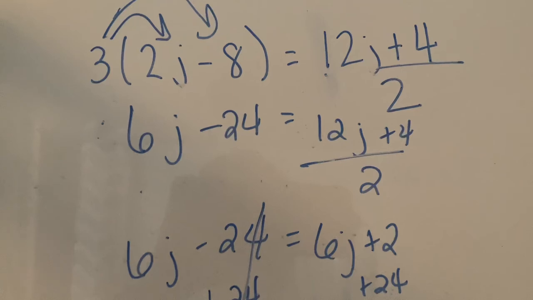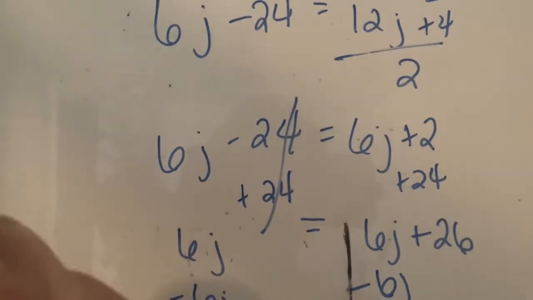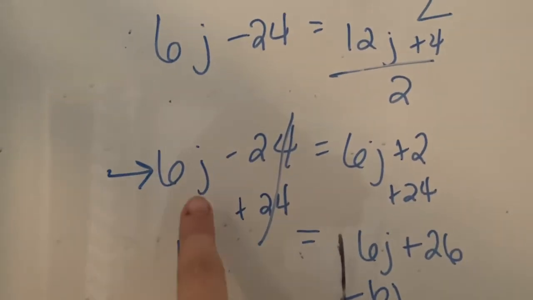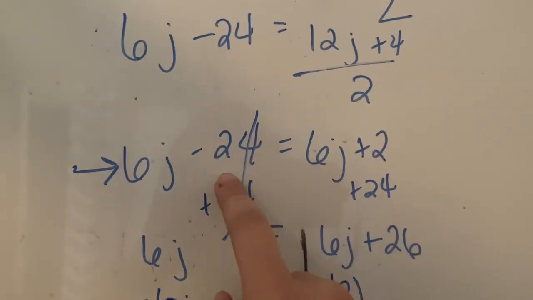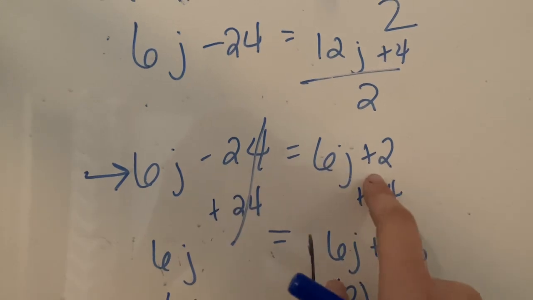A really quick and easy way to tell is looking at this step. We have a 6j and a 6j, so they have the same coefficient, but they are adding or subtracting different terms.